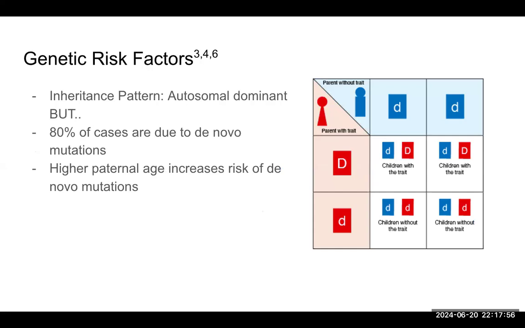The inheritance pattern for achondroplasia is autosomal dominant, meaning the child only needs to receive one copy of the mutated gene to develop achondroplasia, as seen in the image here. However, this only makes up 20% of the population affected with achondroplasia. The rest arise from de novo or new mutations not inherited from parents, with a significant risk factor being advanced paternal age.